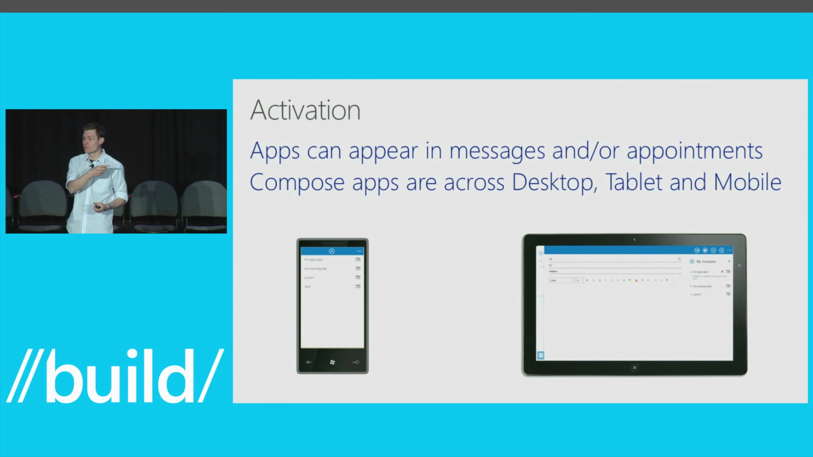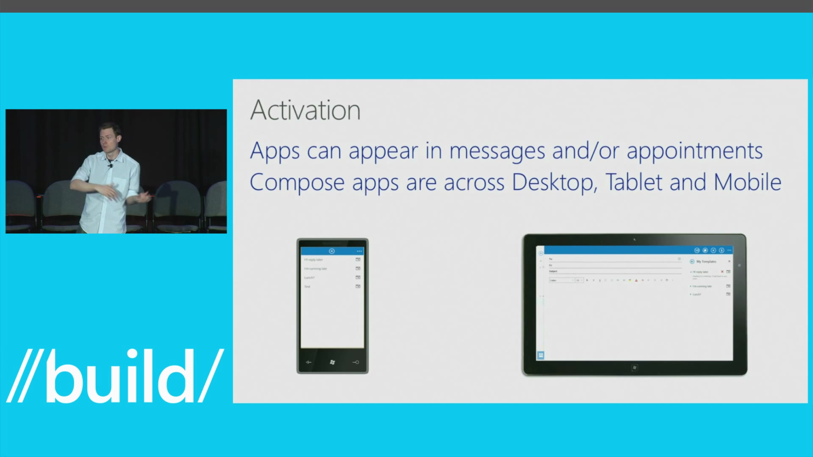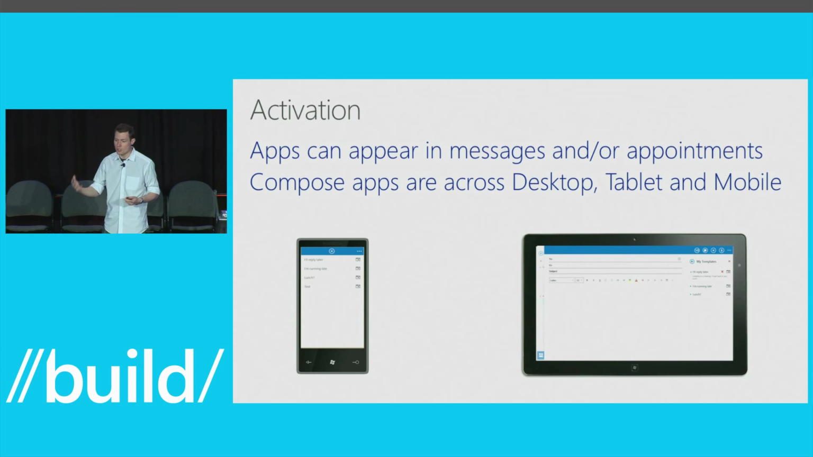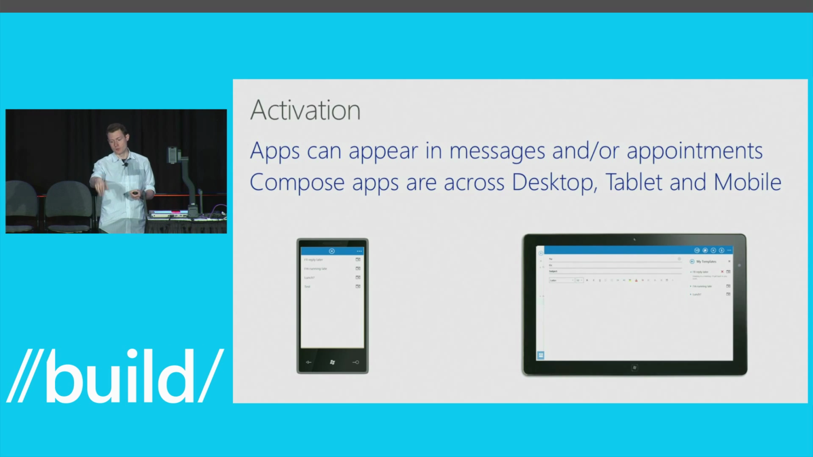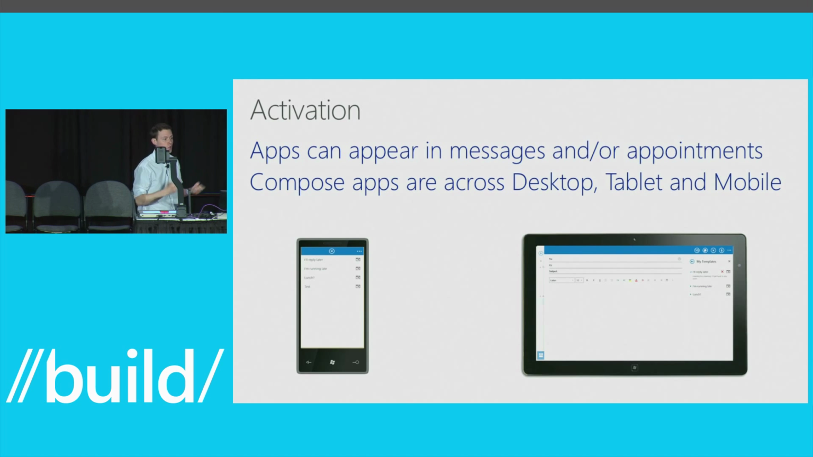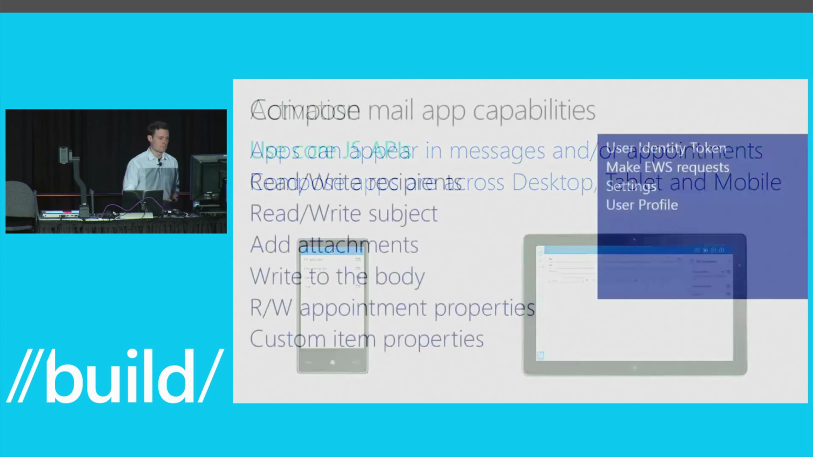And the same app, as I showed you with voting, can activate in Read, and there you have all the power of regular expressions and entities, or in Compose. So it's, again, that same exact app. It appears in both cases. And it can appear across messages or appointments. And Compose apps, as I also demonstrated, are across desktop, tablet, and mobile. So I showed you desktop and mobile. But if you want to grab your Surface and point it to OWA, you'll see a special native touch UX for tablets. It's in between the mobile screen and the desktop screen. We call it two-column. And you can play around with apps there as well. So it's across all form factors.